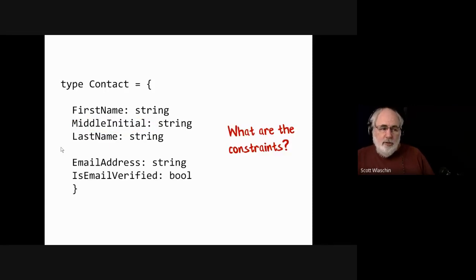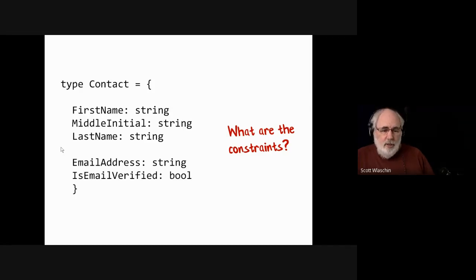What are the constraints? So, the first name, strings can be like 1 million characters long. Can the first name be 1 million characters long? Can it have non-printable characters? Can it be just nothing but spaces? I don't know. Probably not. It's not at all obvious what's allowed.